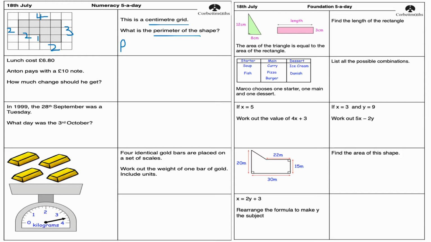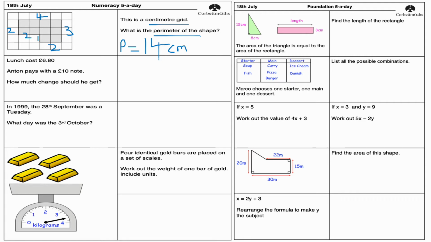So the perimeter is 4 plus 2, which is 6, plus 2, which is 8. Okay, plus 2 is 10, 11, and then plus the 3 is 14. Okay, it's 14 centimeters. So perimeter is always measured in units.